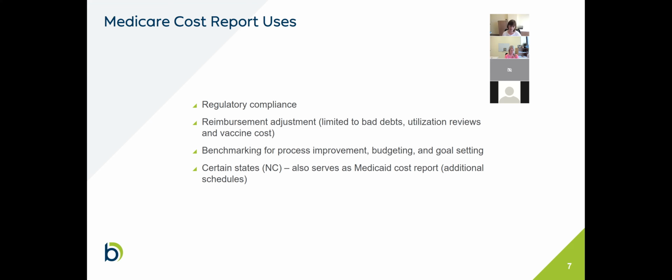And then the last point here is that certain states, such as North Carolina, also use the same Medicare cost report form as their Medicaid filing. So they only have to do this one process. There are some additional schedules, but that same form can be used both for Medicare and Medicaid cost report filing. Unfortunately, Washington and Kansas have to go through a different process with the state.